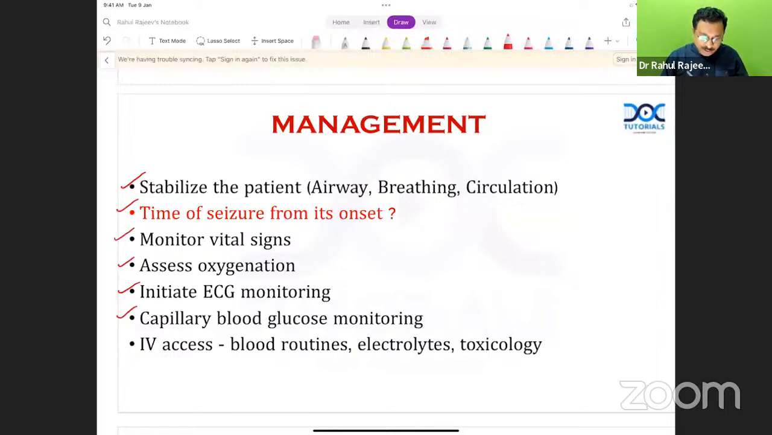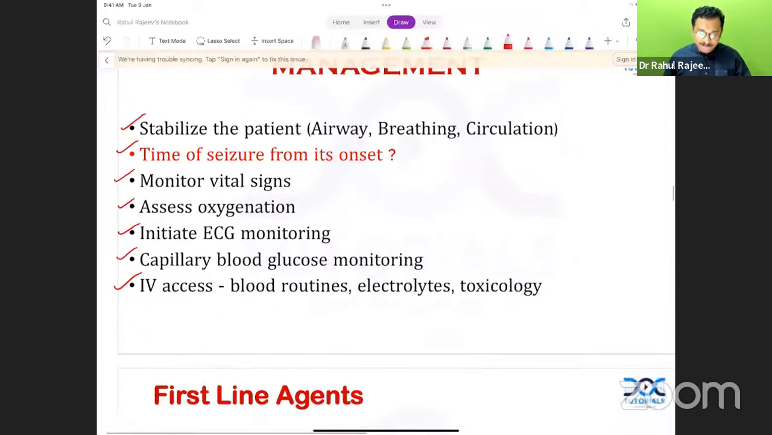IV access for blood routines, electrolytes, and toxicology. So you know that these are all reversible causes. If you find a hyponatremia, if you find a hypocalcemia, the management has to be directed at the contributing cause as well. And toxicology screen is also important in the appropriate clinical scenario because, as you know, there are multiple drugs that can precipitate seizures: theophylline, cocaine, isoniazid, tricyclic antidepressants. So these are all very important.